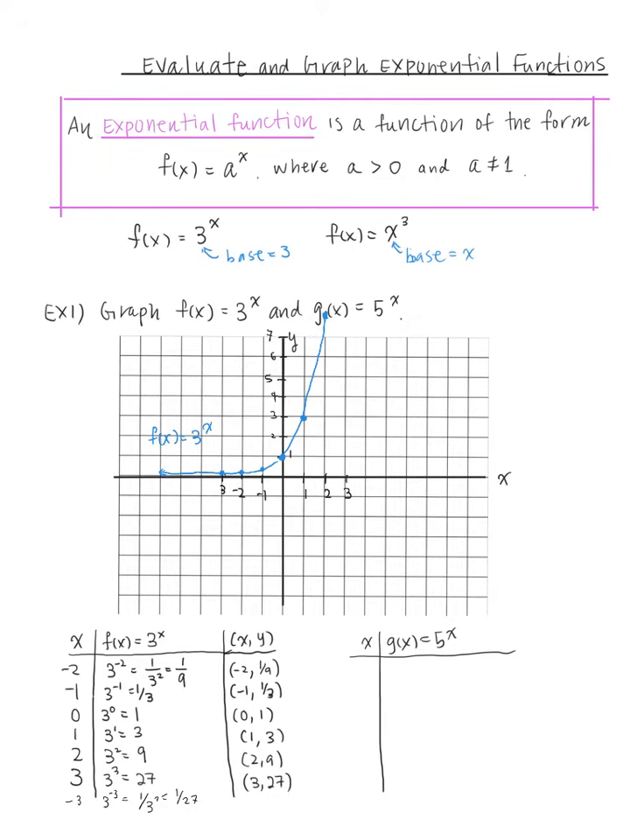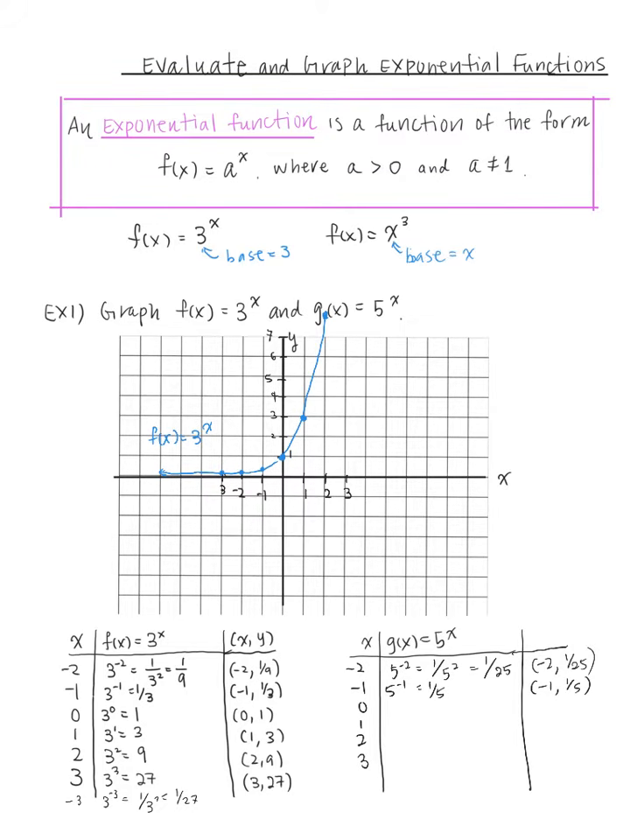Now let's go with our g of x, which is 5 to the x. Let's just pick the same x values. When x is negative 2, we're going to have 5 to the negative 2, which is 1 over 5 squared, which is 1 over 25. So the point that we need to plot is negative 2 comma 1 over 25. Now when x is negative 1, we're going to have 5 to the negative 1, so it's going to be 1/5. So we need to plot negative 1 comma 1 over 5.